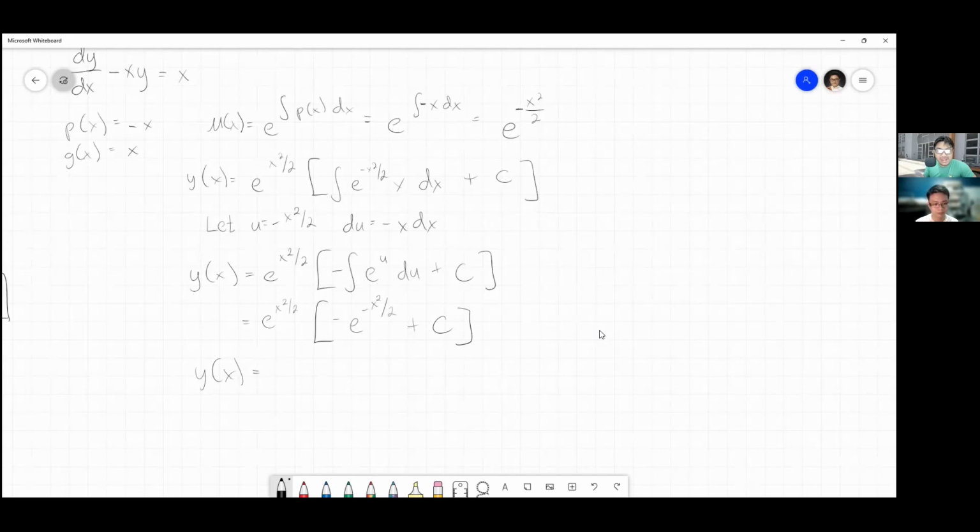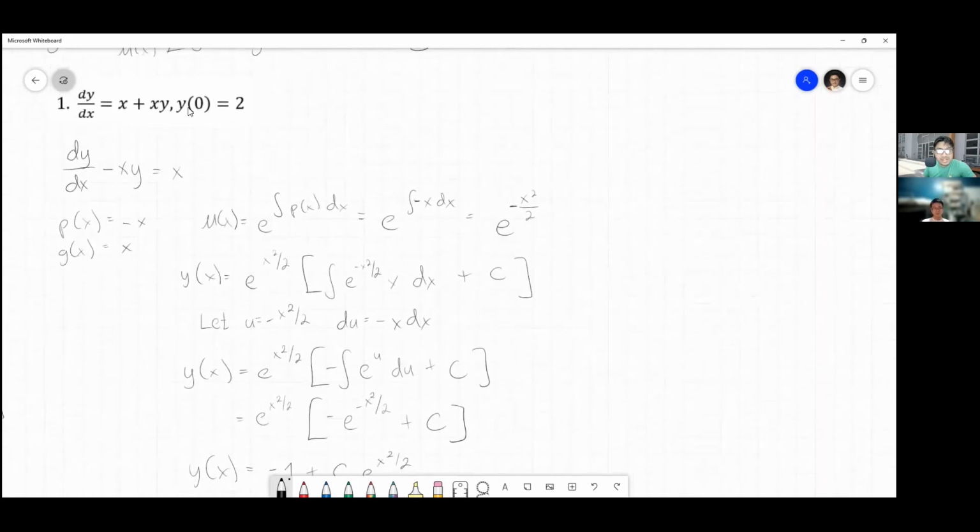And then take note that we have a negative here. So, that is minus 1. Then we have c here, plus c times e to the x squared over 2. So, this is our general solution.